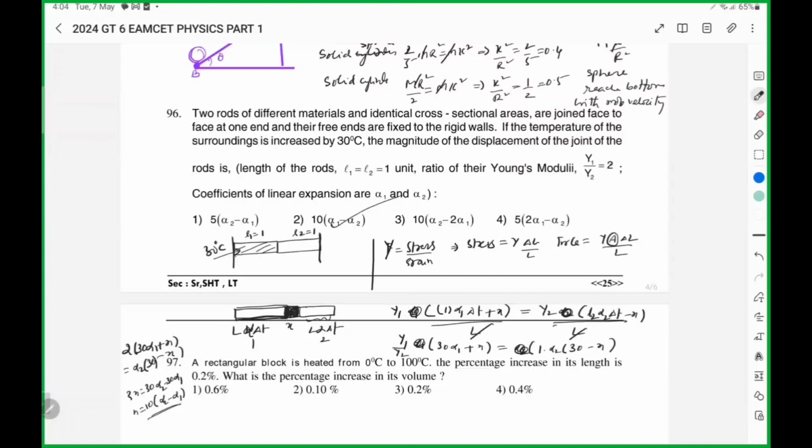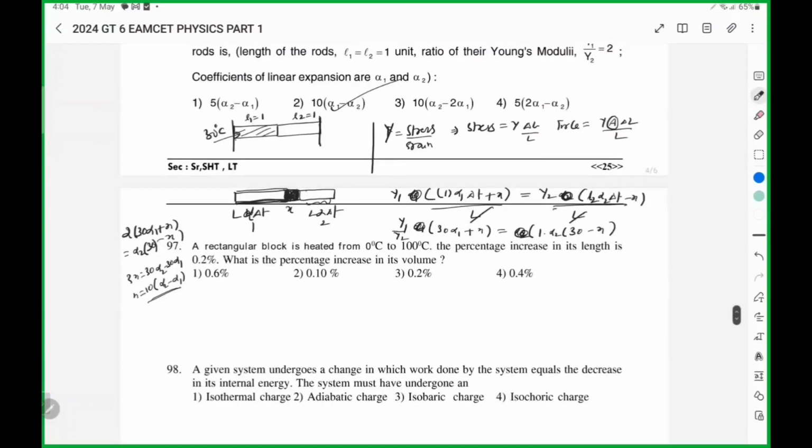We don't know which expansion is more. He should have given that it's a square block, otherwise lengths are different and it's difficult to calculate percentage increase in the volume. Volume of a square block, delta V by V is 3 delta L by L. So percentage increase in volume is 3 times percentage increase in length, which is 3 times 0.2, which is 0.6.